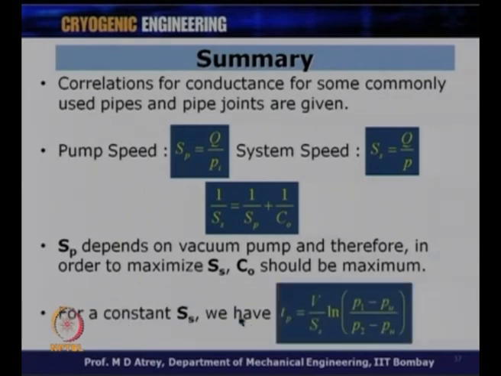For constant SS, we have the expression Tp is equal to V upon SS log of P1 minus Pu divided by P2 minus Pu, and this is the expression we use to calculate the pump down time for a given volume V to be vacuumed from P1 to P2.